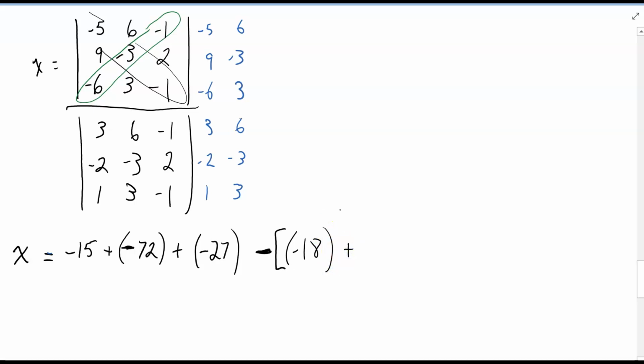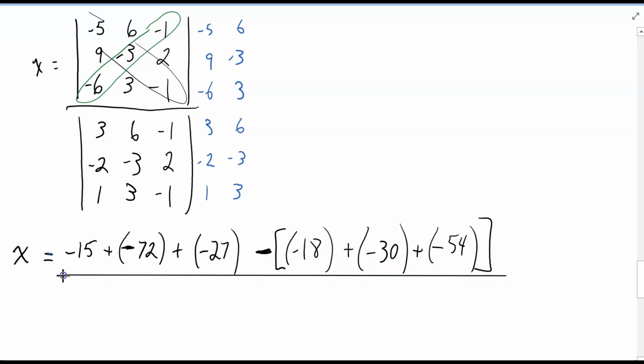Add to that the next one. It will be a negative 5 times 2 times 3. So that is -30. And add to that the last one. It will also be a negative 6 times 9 times 1, which is 54. And close the bracket. Okay. X is, oh, and we have to do the next line underneath it too. So that's the top one. We need to do the denominator determinant as well.